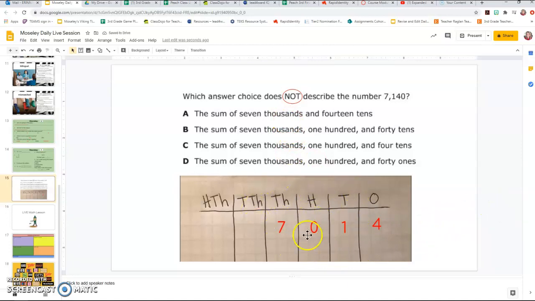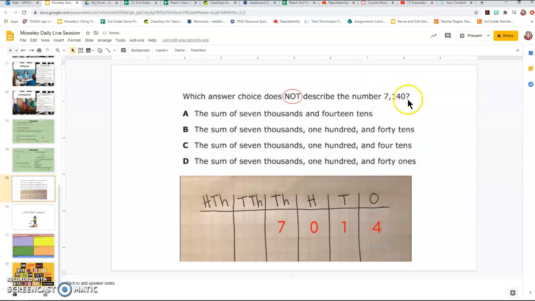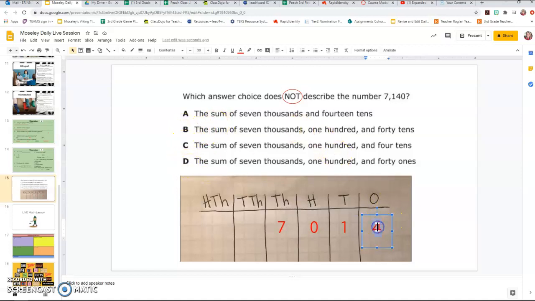So does this number right here match this number? 7,014? 7,140? Do those match? No, they don't match. So we know A does not describe this number. Now, I'm going to walk you through B, C, and D because it's always important to check those answers still.